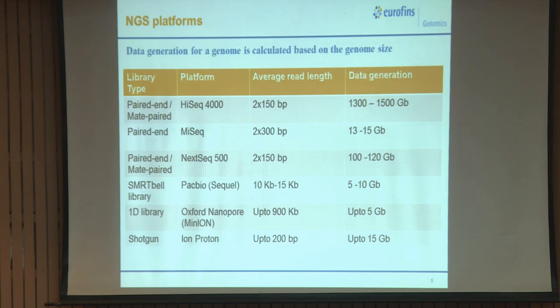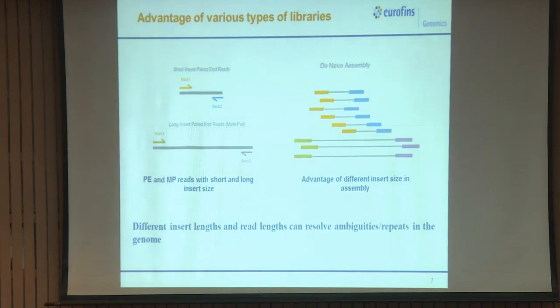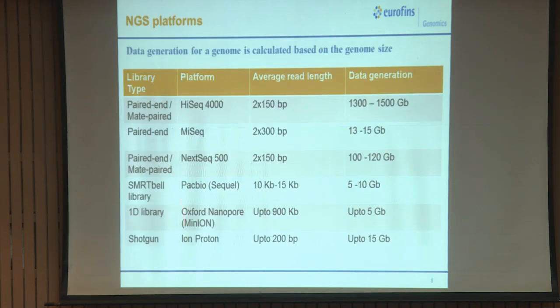MiSeq is longer read length, that particular run fetches you a lesser amount of data, but gives you a longer read length. So, if I have longer read length, I can resolve gaps, right. How? If I have 300 instead of 250, I can even better resolve my gaps, right. So, this is how 2 into 300. Now, NextSeq 500 is again an Illumina platform which can generate 2 into 150.